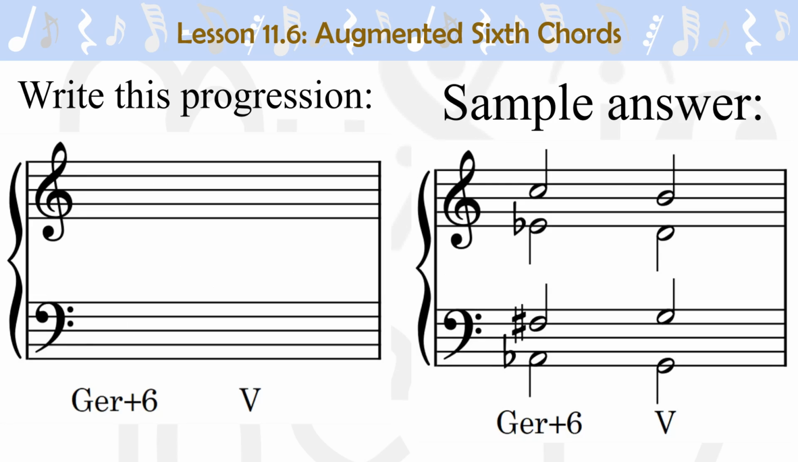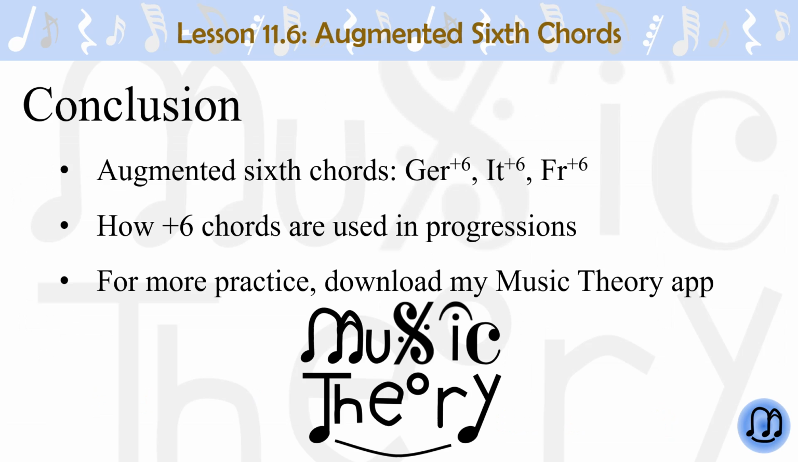Sample answer shown. The root of the chord in the bass resolves a half step down. The top note in the tenor voice resolves a half step up. The third in the soprano resolves a step down. The fifth in the alto resolves a step down. Notice that there are Mozart fifths between the bass and alto voices.